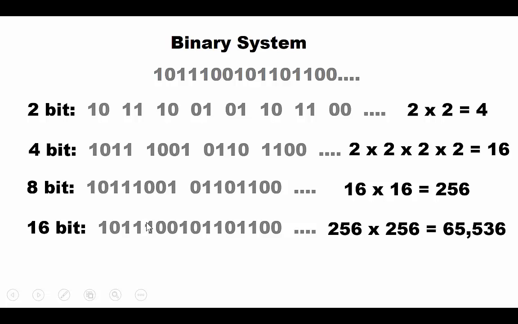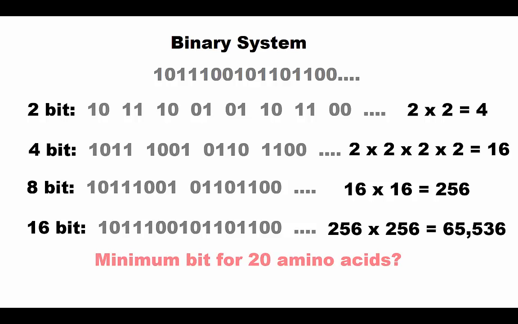But more and more, the computer system becomes more complicated. Now you may have heard of 32-bit or 64-bit, bigger units to express different information. Now, if you wanted to utilize this binary system to code 20 different amino acids, then the question is, what is the minimum bit size for encoding 20 amino acids? If you think about 4-bit, this has only 16. We have 20 amino acids, and this is not enough, right?